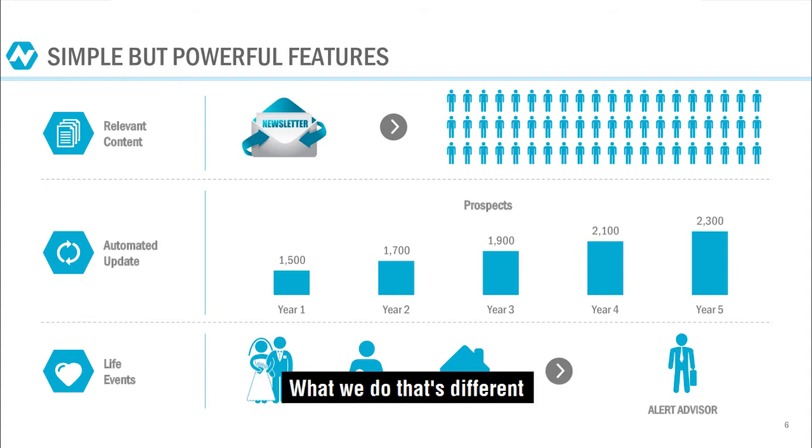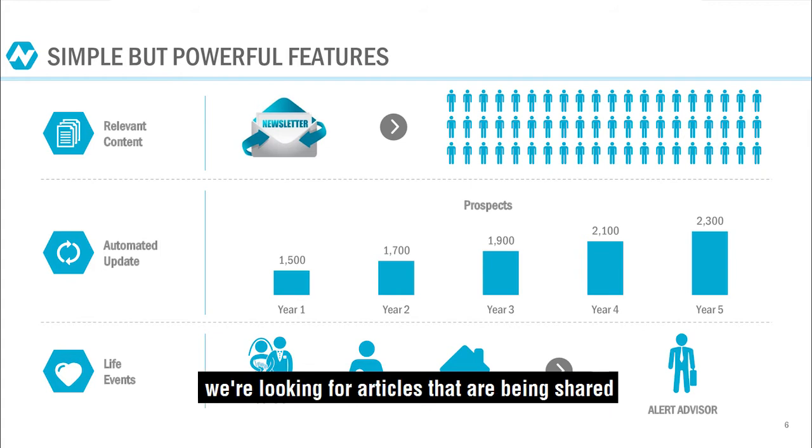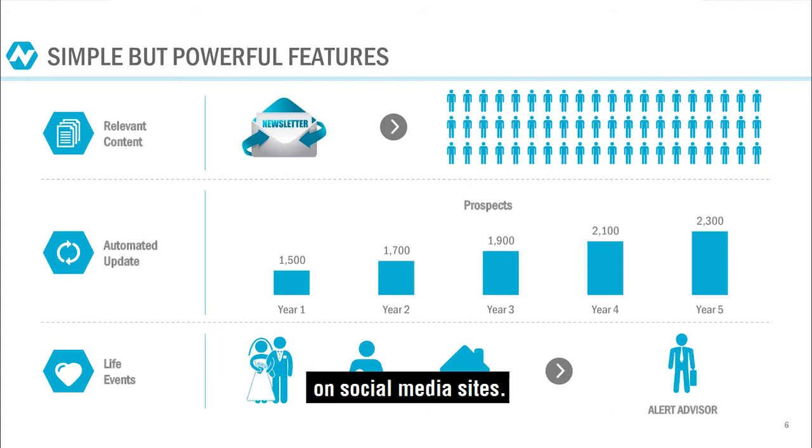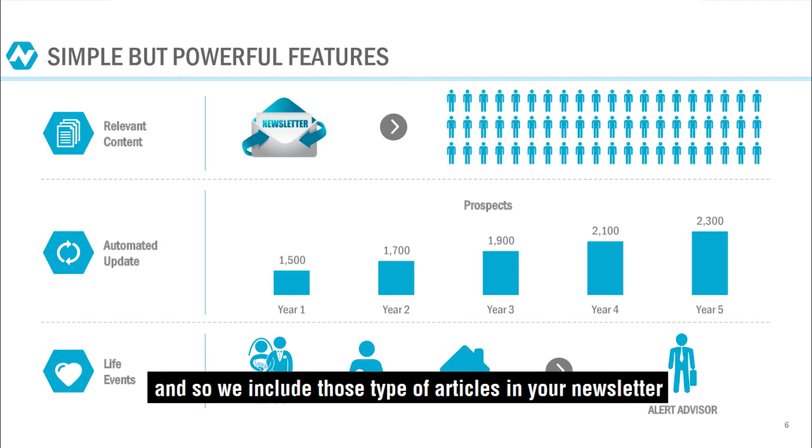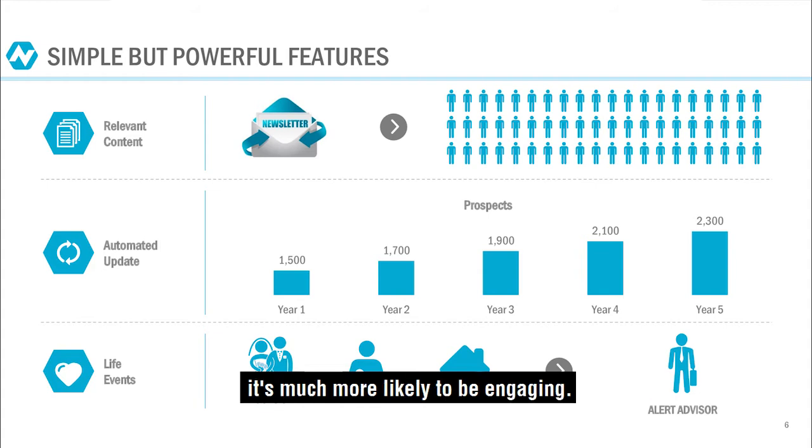What we do that's different is we look for articles that are trending on personal finance sites like MarketWatch, Kiplinger, and Forbes. And when I say trending, what I mean is we're looking for articles that are being shared on social media sites. If they're being shared a lot, what that means is that people like them. They want their friends to read them. And so when we include those type of articles in your newsletter, it's much more likely to be engaging.